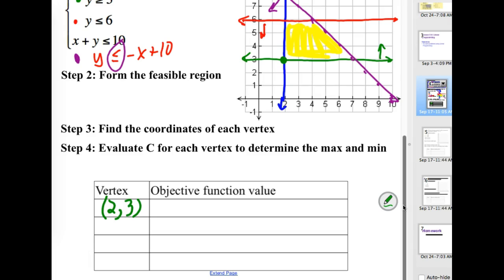Okay? What about this point here? It has coordinates 2, 6. Okay, that's another vertex. How about this one? 4, 6. All right, and this one here. 7, 3.